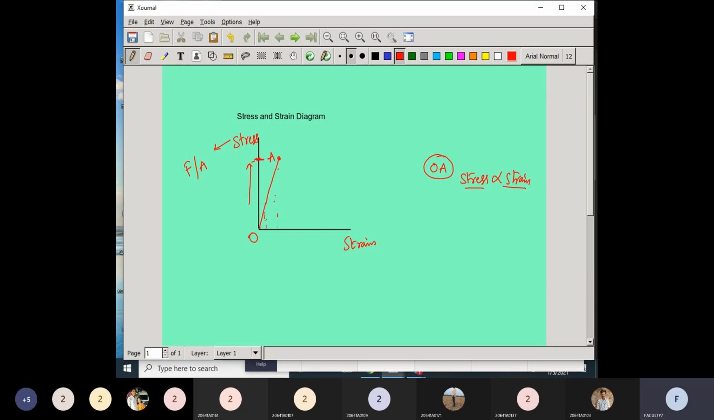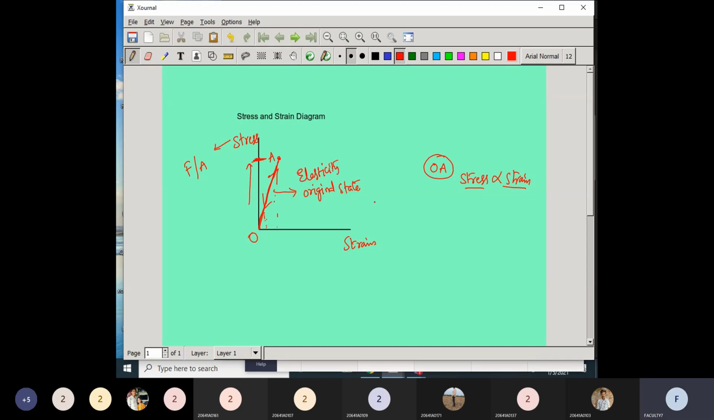After reaching point A, if I remove the forces here, what happens? You will reach point O again along the same path. If this arrow mark is going in this direction, then if you remove the forces, you will come back along the same path. This property shows that you are going to get the original state, regaining of the original state. This property is known as elasticity.